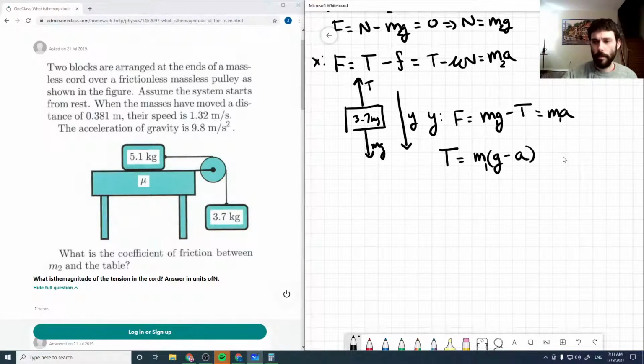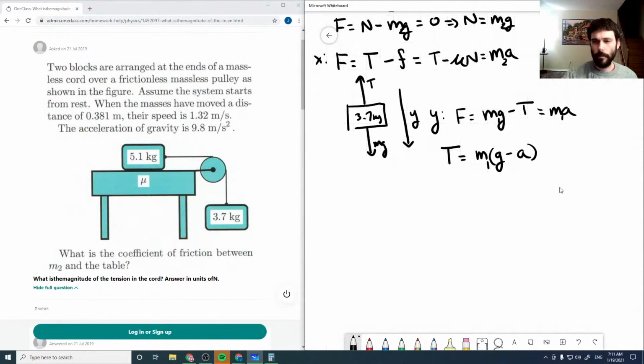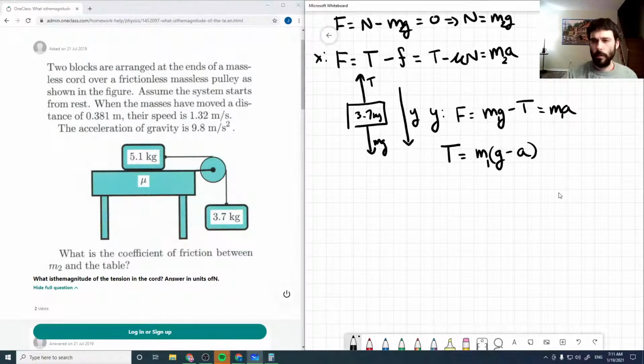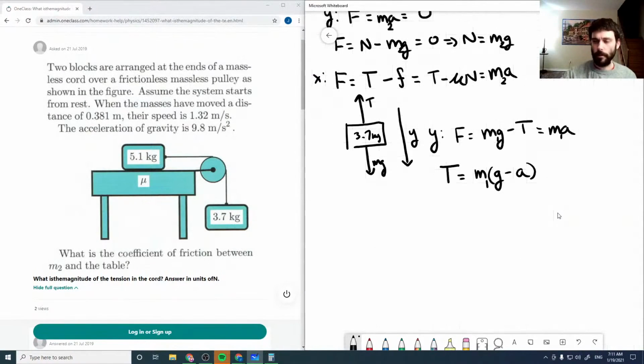And it should be with correct directionality. Or no, sorry, it won't be with correct directionality. So this tension will come out to be a positive value, but we need to remember that it's in the negative direction, as we've already taken account of our directionality by giving it a negative sign.